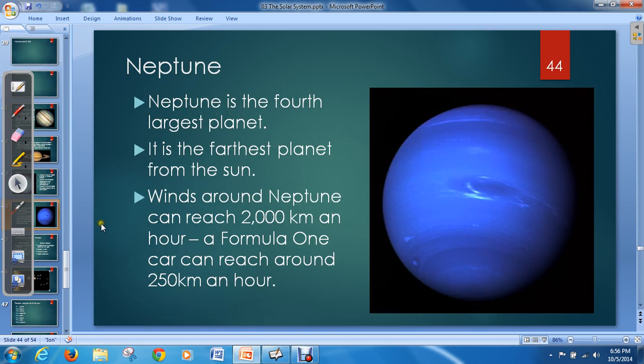And then we have Neptune. And Neptune is the fourth largest planet, farthest planet from the sun now. And its winds can reach a speed of up to 2,000 kilometers an hour. Okay, or 2,000 kilometers per hour, I should say. So a Formula One car can reach around 250 kilometers per hour. So that's about 10 times faster than a Formula One car. Okay, or if you're not familiar with kilometers, that's about 1,500 miles per hour. So kind of ridiculous, kind of crazy how fast the winds on Neptune are.